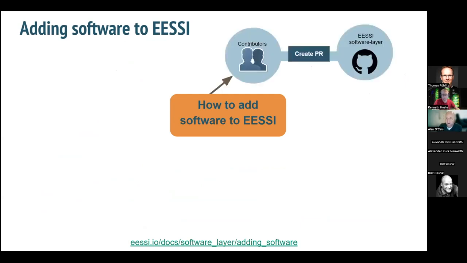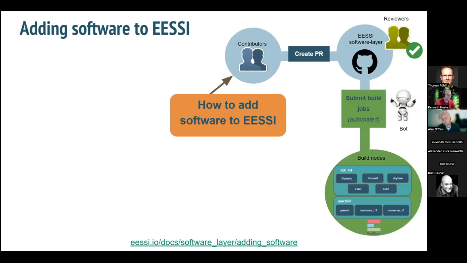In the best case scenario, you basically just make a pull request to the EESSI software layer, a repository whose home is on GitHub. That pull request is then reviewed, and when the reviewers review it, they will trigger a bot, an application that we have running somewhere, that will go away and submit a lot of build jobs for the software package that you want to include on all of the architectures that we have available to us.